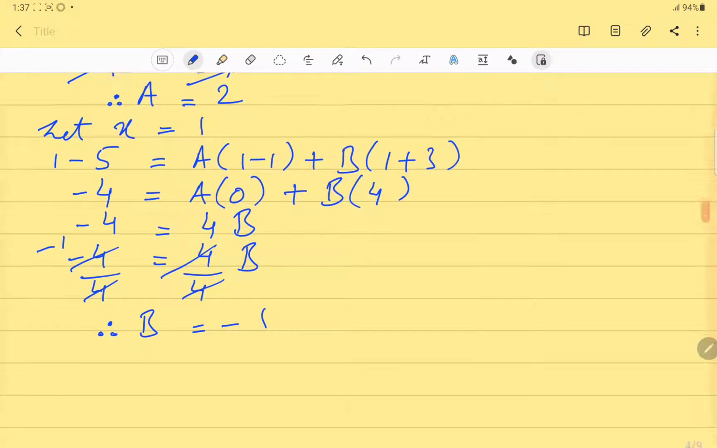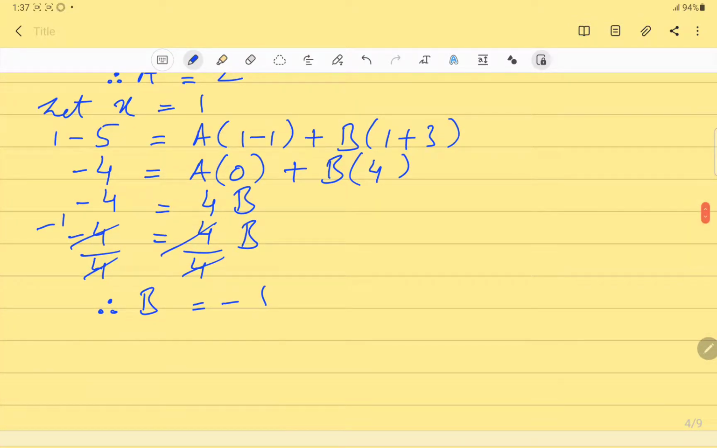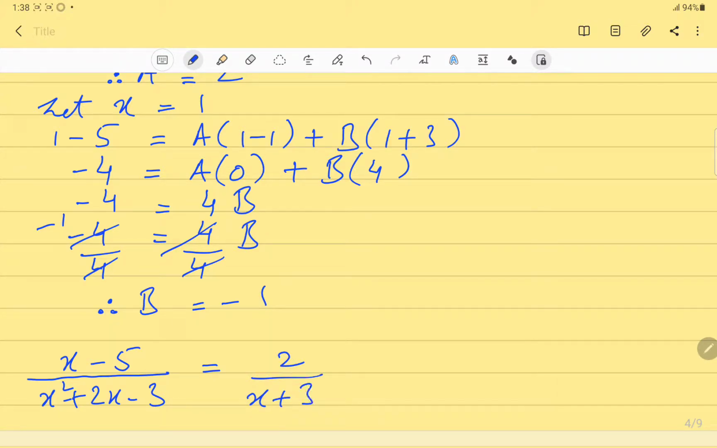So now we can write the partial fractions. x minus 5 over x squared plus 2x minus 3 is equal to 2 over x plus 3 minus 1 over x minus 1, which is the answer of this question.